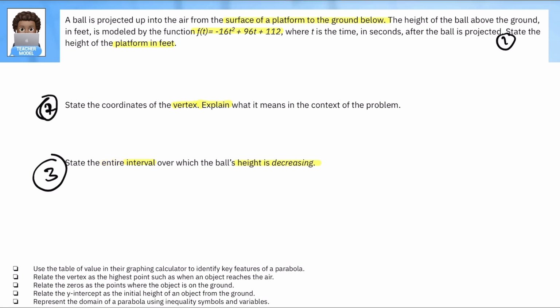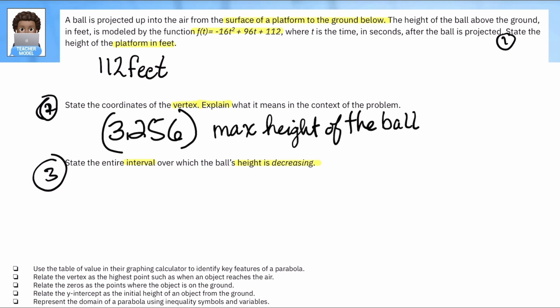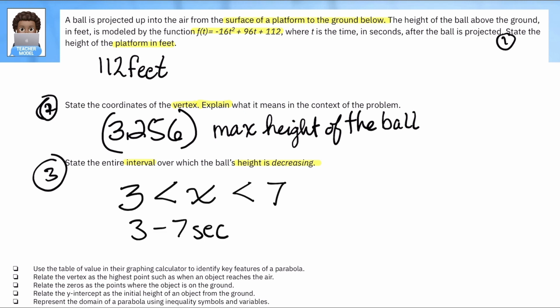Here are the answers. So number 1, state the height of the platform. And our platform is at 112 feet. For the vertex, it is (3, 256), and that represents the maximum height of the ball. And then here's our interval, between 3 and 7 seconds, so I've written it down as 3 is less than x is less than 7. So check this off. If you have this, you can continue on to your checkpoint. And if you're unsure, then stay on.